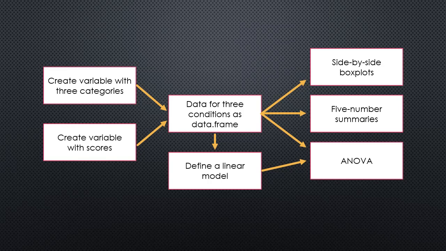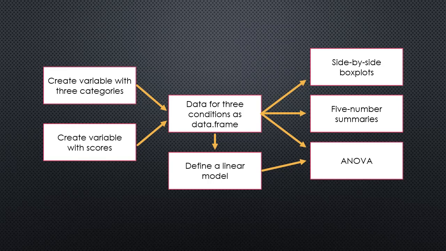My data for 3 conditions as a data frame are going to have a categorical variable and a quantitative variable. The categorical variable will have 3 categories. The quantitative variable will have the scores. I also know that I have to define a linear model and then use that linear model with the data frame in order to get an ANOVA. All right, so far so good.